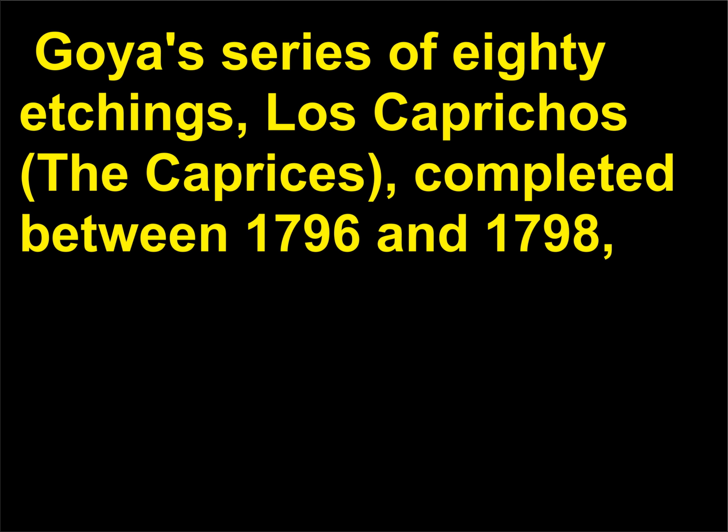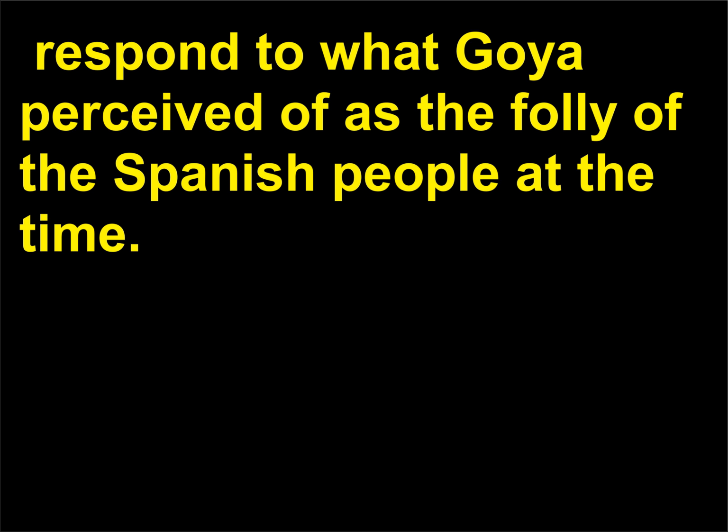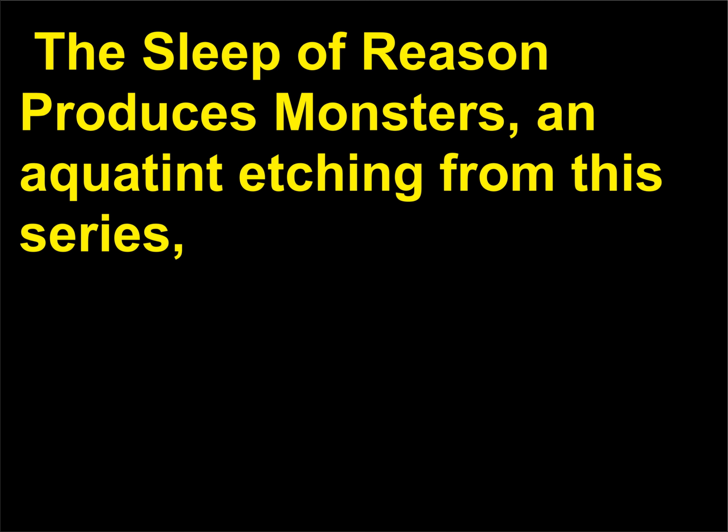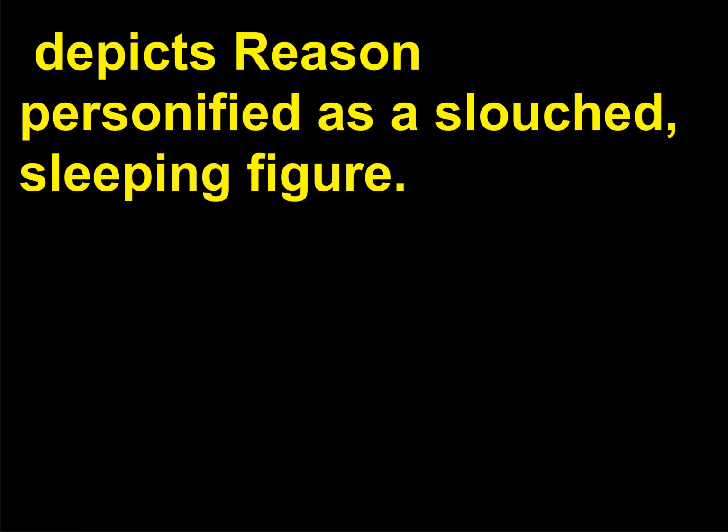Goya's series of 80 etchings, Los Caprichos, the Caprices, completed between 1796 and 1798, respond to what Goya perceived as the folly of the Spanish people at the time. The Sleep of Reason Produces Monsters, an aquatint etching from this series, depicts reason personified as a slouched, sleeping figure.